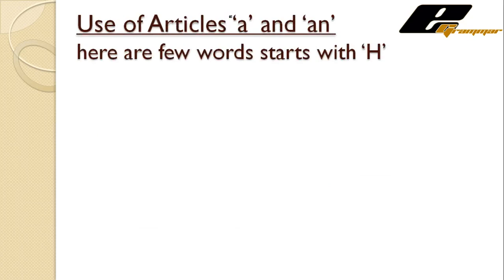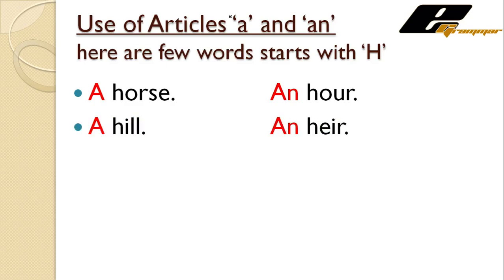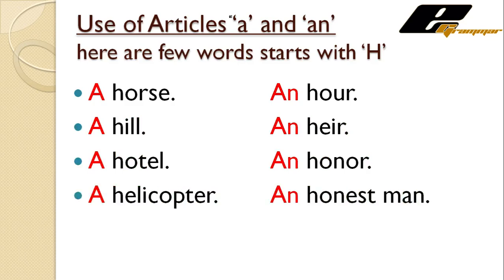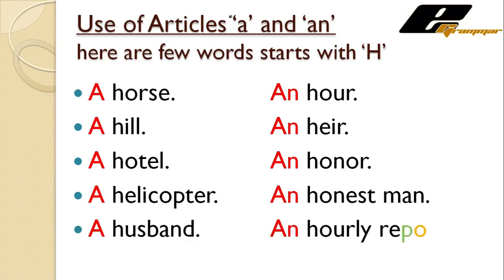Now, in earlier sentences, we have seen that when H comes, before that I have used an. There are some exceptional words where the spelling begins with a consonant, but before them we use the article an. See examples for this: a horse, an R; a hill, an air; a hotel, an honor; a helicopter, an honest man; a husband, an hourly report.